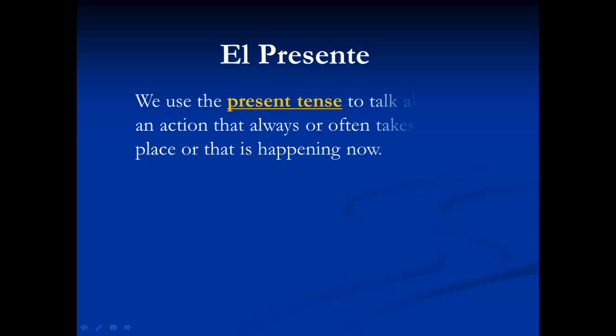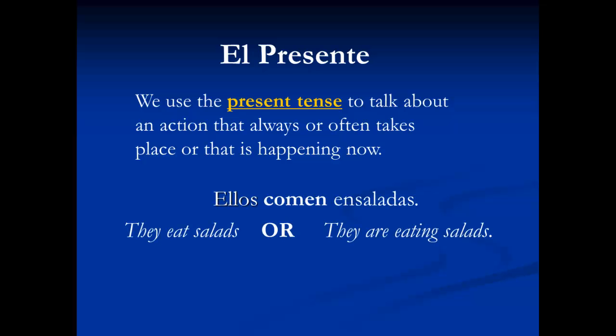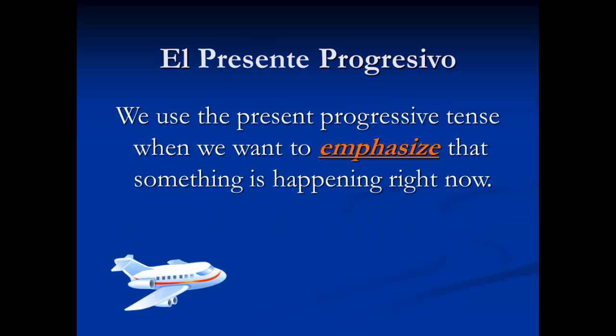Now we've already been studying the present tense the past year and a half. The present tense is what we use to talk about an action that happens always, or often, or something that's happening right now. So when we say ellos comen ensaladas, we could either mean they're eating salads or they eat salads. So either it's something that they normally do, or it's something that they're doing at this moment. Now the present progressive tense is more so used to emphasize that an action is happening right in this particular moment. That's why we use this one.